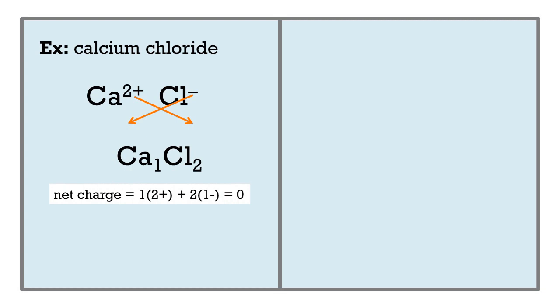We have 1 times 2+ because we have 1 calcium with a charge of 2+, plus 2 times 1- because we have 2 chlorines with a charge of 1-. This zero net charge indicates that this ionic compound is indeed neutral. Ang ratio ng subscripts ng cation at anion ay 1:2. This is already the smallest whole number ratio, so this is the correct chemical formula for calcium chloride. Let's remove the subscript 1, so the final formula is CaCl2.